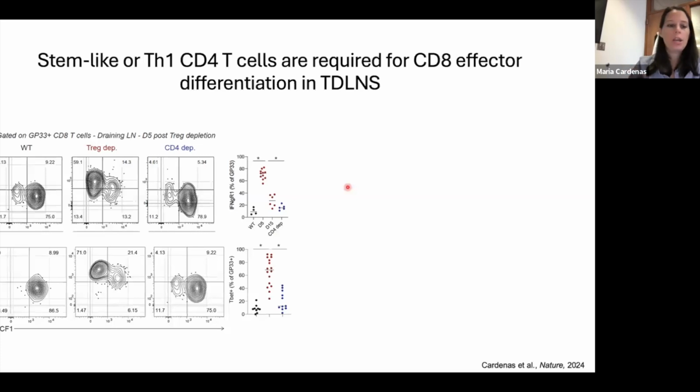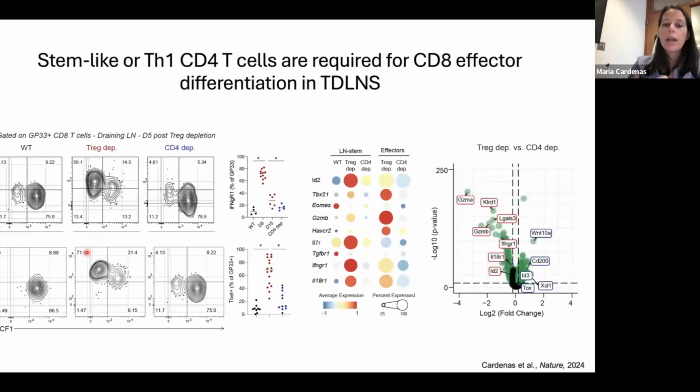And it's not just a change of acquiring granzyme B. There are a lot of changes that go on in these antigen-specific CD8s within the draining lymph node. They upregulate a lot of cytokine receptors associated with the Th1 response, like interferon gamma. They upregulate transcription factors also associated with better effector programs like TBET. They downregulate EOMES. And even the stem-like CD8 T cell itself upregulates things that are already associated with effector differentiation in comparison to those cells without CD4 T cell help.